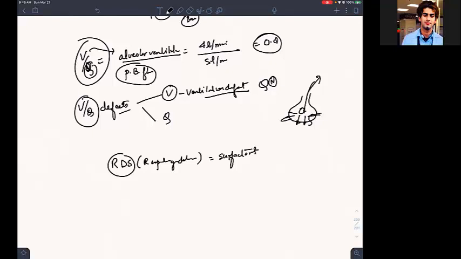Surfactant is like a liquid in between the alveoli. So this is actually decreasing the surface tension, and when it decreases the surface tension, it will keep the alveoli in an expanded form. Can I say my surfactant prevents atelectasis? What is atelectasis? Atelectasis means collapse.